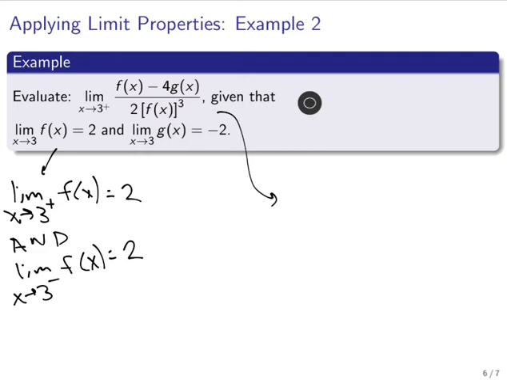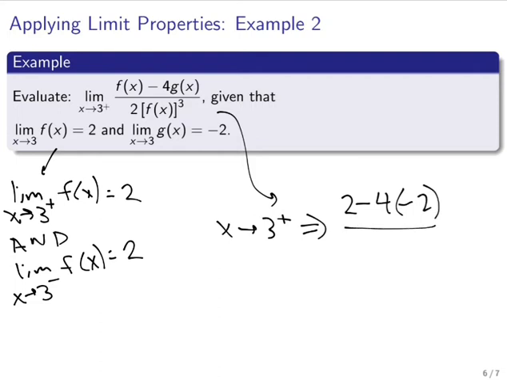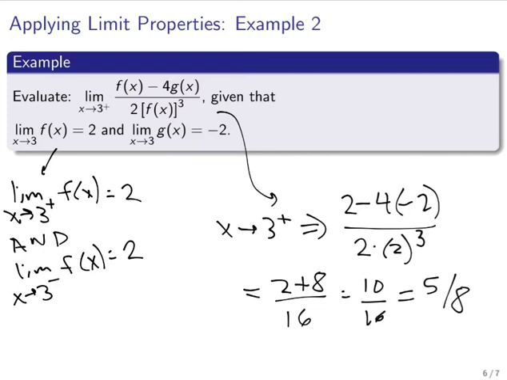So now I essentially get to apply the properties that say, well, f's approaching 2, so the top is going to approach, I should get 2 there, and then g is approaching -2, so I can plug that in there. And the bottom, f is approaching 2, so I can cube that. And let's see, that's going to be 2 minus, so plus 8. 2 times 2 is 4, times 2 is 8, times another 2 is 16. So I get 10 over 16, or 5/8. And that would be a perfectly valid answer.